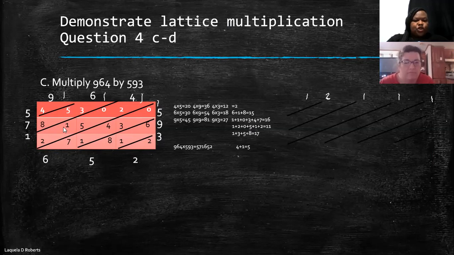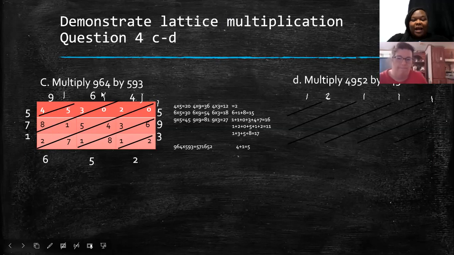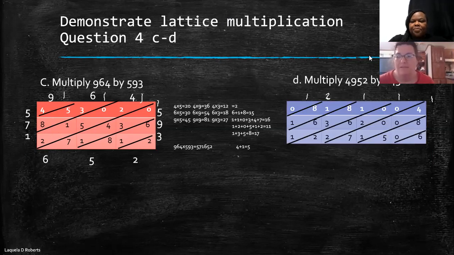And then you have 1 plus 2 plus 0 plus 5 plus 1 plus 2, which gives you 11. You're going to carry that. And then 1 plus 3 plus 5 plus 8 gives you 17. And 4 plus 1 gives you 5. So you will multiply 964 by 593, and you'll get 571,652.